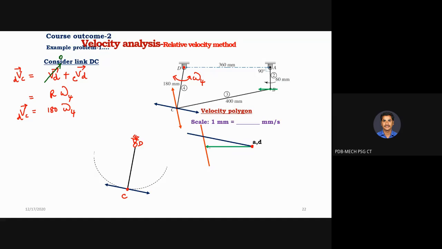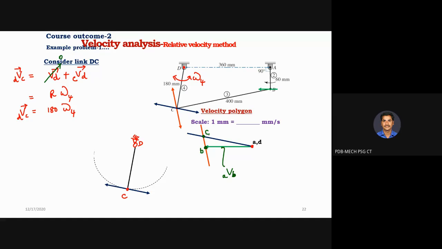Now tell me what this green color vector is indicating. Velocity of B with respect to A. Right or not? So this is your point B. The intersection of the red color vector and the blue color vector will give your point C.